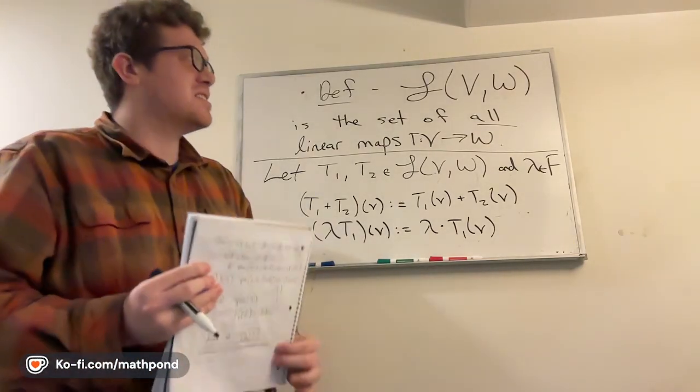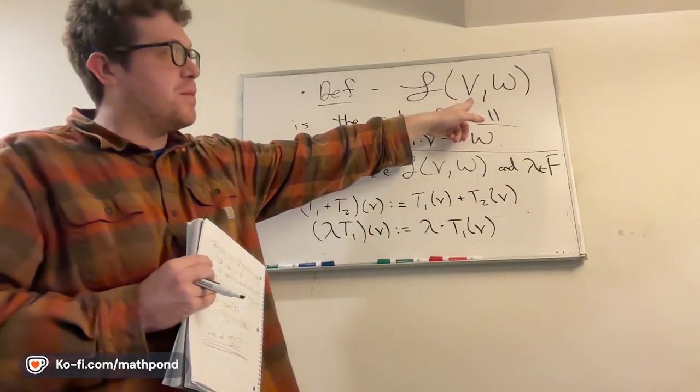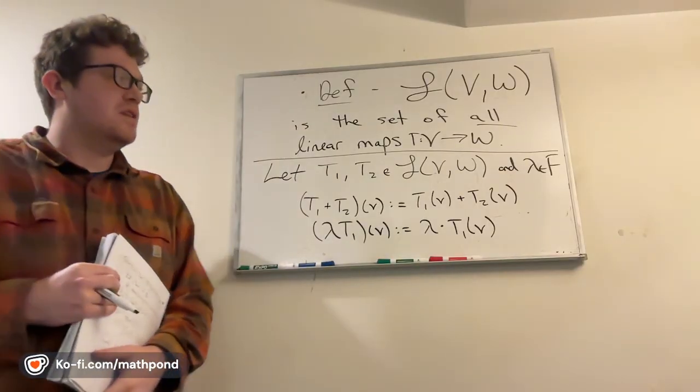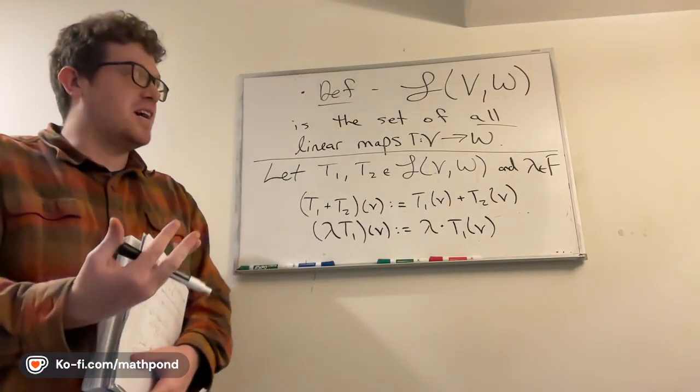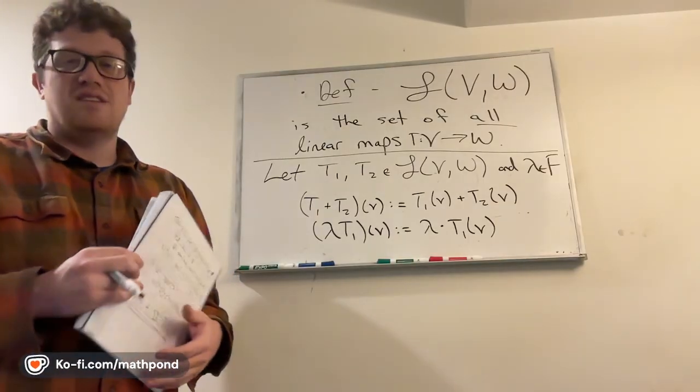So let's say V was dimension 3, and W was dimension 5. So now we have a new vector space. I guess theoretically it could be infinite dimensional, right? But it's not.